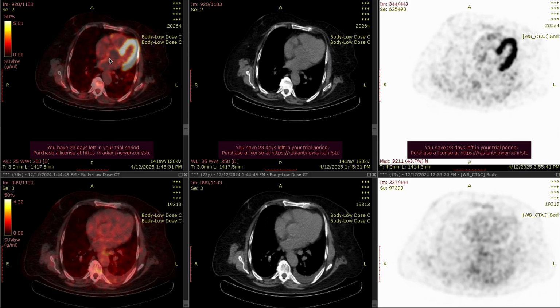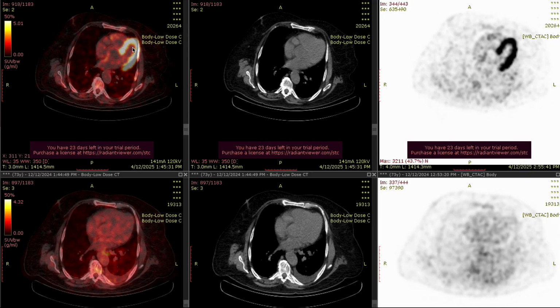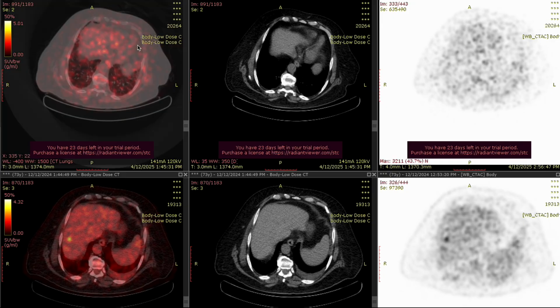Normal breast tissues, no evidence of active focal lesions in the breast. This is normal physiological activity in the heart. Let's see the lungs.